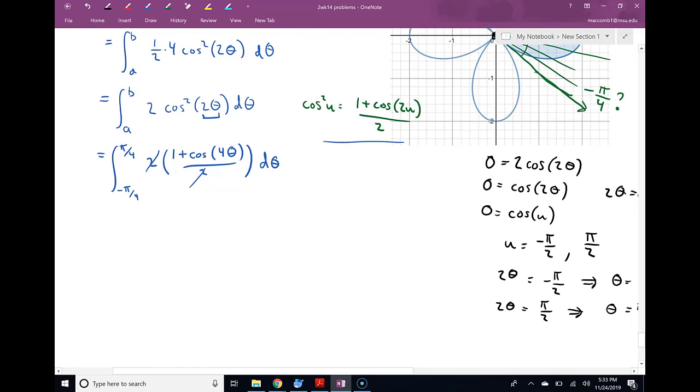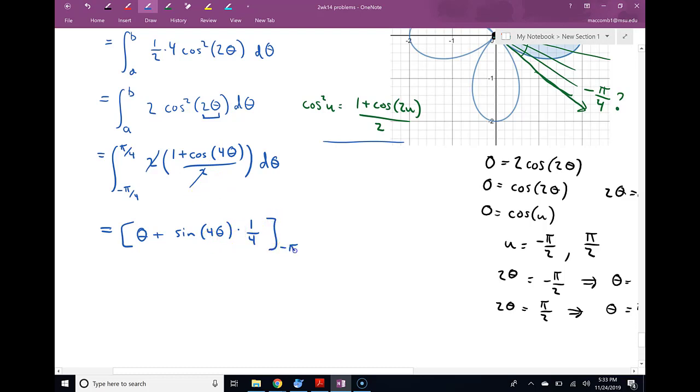And now we can integrate this with respect to theta. When I integrate 1, I'm going to have a theta. And when I integrate cosine, I'm going to have a sine. But this isn't just sine of theta, it's sine of 4 theta. So I think I need a 1/4 here. Double check: if I take the derivative of this, do I get back to where I started? Yes, because of the chain rule, I need to multiply by 4, so that 1/4 will cancel it nicely.